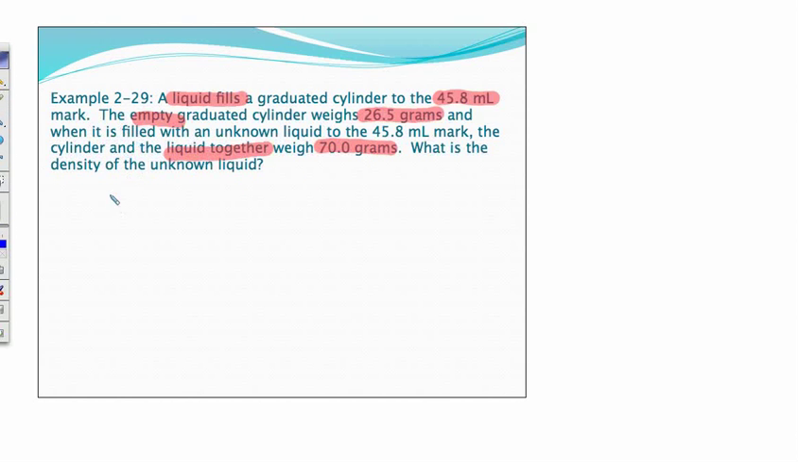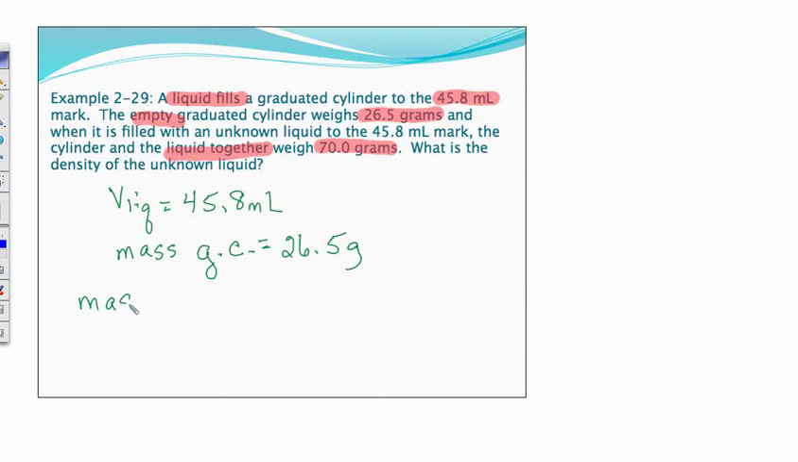I think in this case it'll be helpful to list. So the volume of our liquid was 45.8 milliliters. Now they gave me the mass of my graduated cylinder, and the empty graduated cylinder was 26.5 grams. My mass of my graduated cylinder plus my unknown liquid was equal to 70 grams.